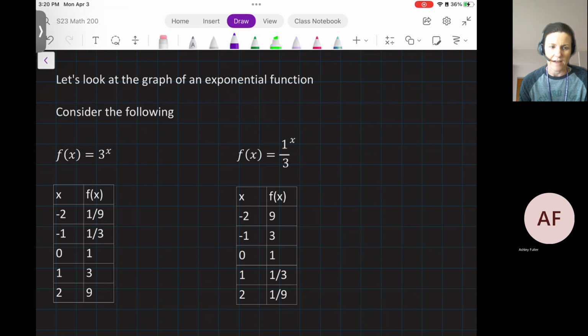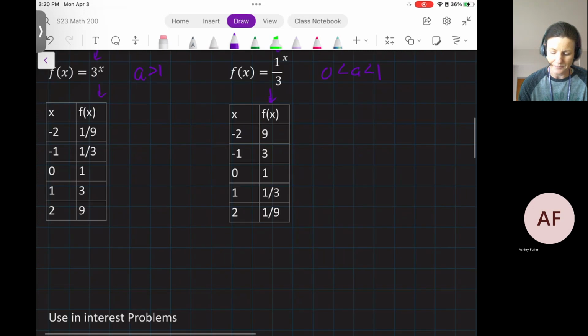But let's remember what these graphs look like. I've already calculated the values here. Notice in this case, the base is 3, and in this case, the base is 1/3. It's important to note here that the base is greater than 1, and here that the base is between 0 and 1. In this case, the function exhibits growth as x increases, and in this case, the function exhibits decay.